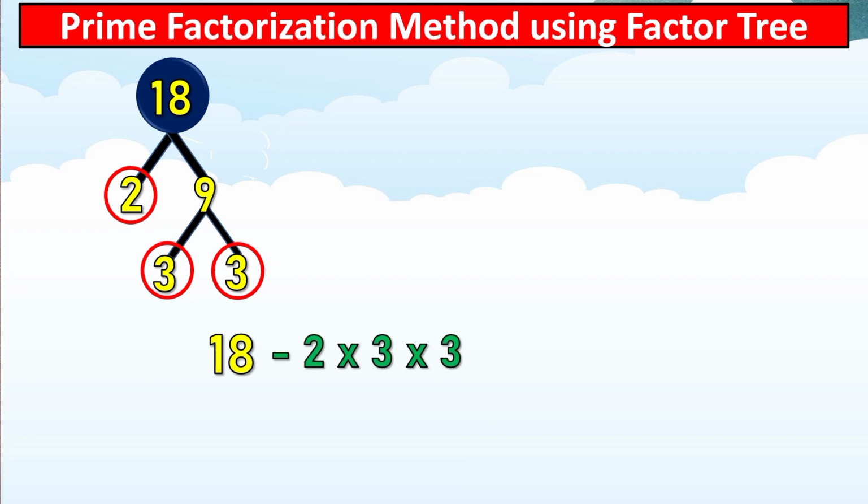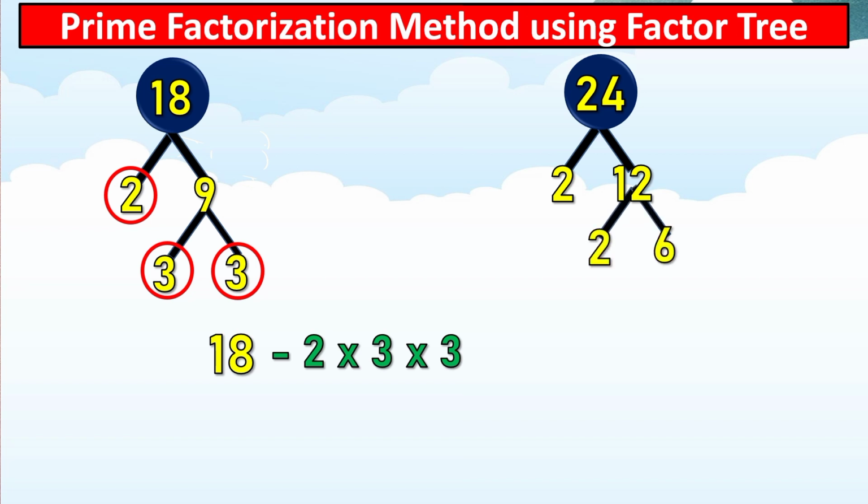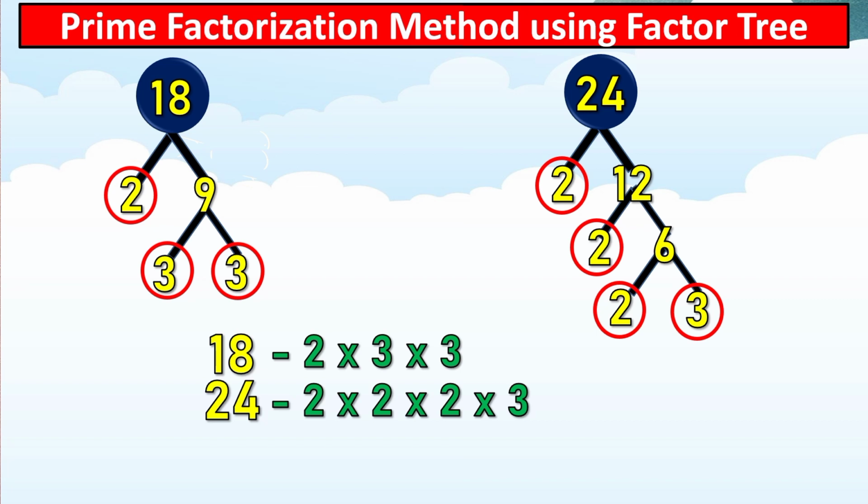And now let's factor 24. Same with 18, let's start with the smallest prime number, 2. 24 can be factored by 2 and 12. 2 is prime already, so let's factor 12 by 2 times 6. Again, 2 is a prime, so let's factor 6 by 2 times 3. 2 and 3 are prime numbers now. So let's give the prime factors of 24: 2 times 2 times 2 times 3.